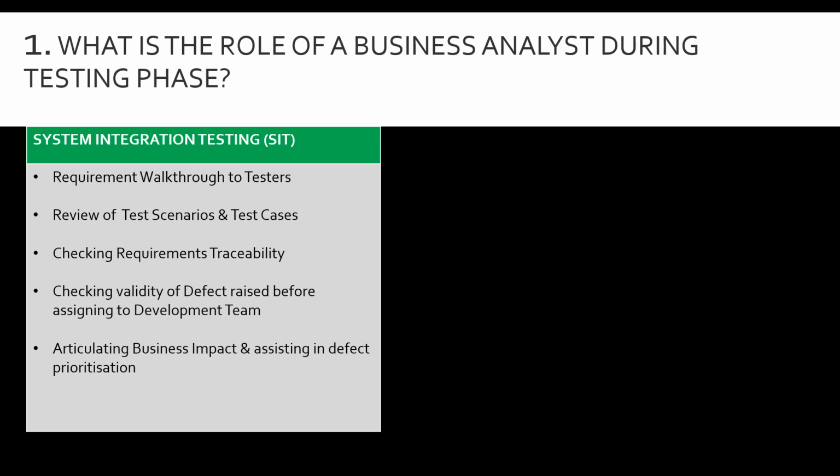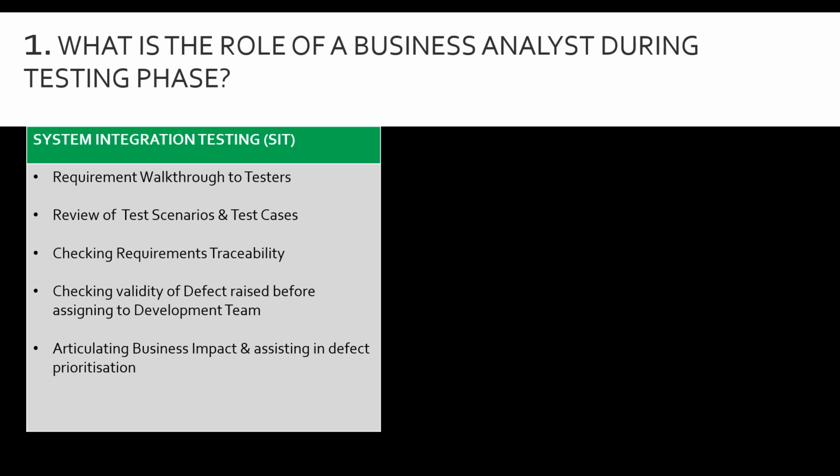The first key responsibility of a business analyst would be the walkthrough of the requirements to the testers. The business analyst will explain what the requirement is and answer any questions from the testers so they understand what is being required and what is being developed. Then the testers will come back with the test scenarios and test cases, and the second task for a business analyst is to review them and ensure that they have got the scenarios and the test cases right for all the requirements, which leads us to the third point, which is checking requirements traceability.